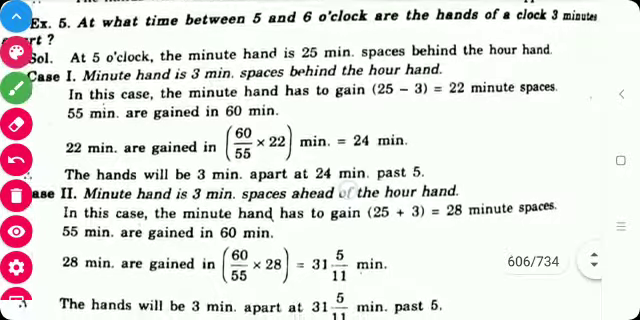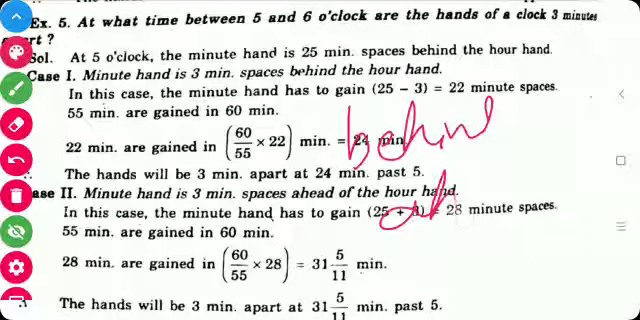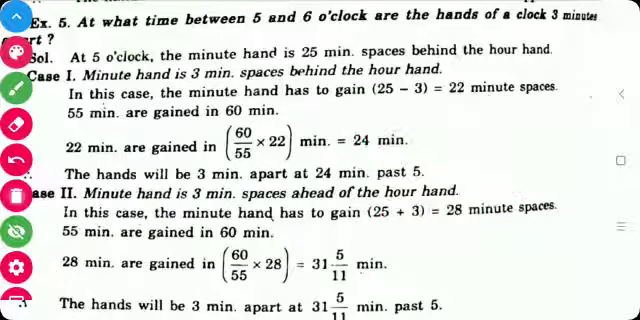Next is, at what time between 5 and 6 o'clock are the hands of a clock 3 minutes apart? At 5 o'clock the minute hand is 25-minute spaces behind the hour hand. So there are two cases again here: when the minute hand is 3-minute spaces behind and when the minute hand is 3-minute spaces ahead. We will see these two cases. First is when the minute hand is 3 minute spaces behind the hour hand.